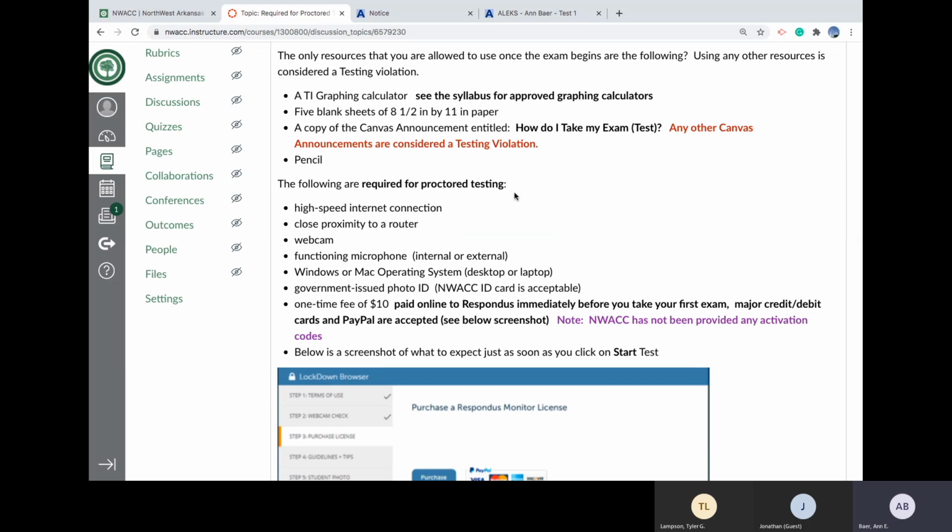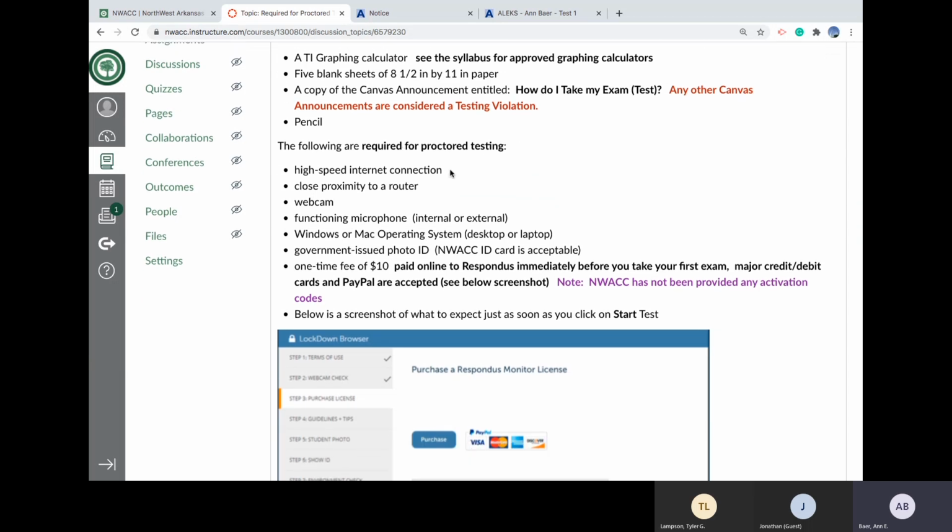The following are required for proctor testing: a high-speed internet connection, close proximity to a router. I almost thought that my printer was gone a few days ago. It's 10 years old. It wasn't. I kept trying, I unplugged it. I did all the standard stuff, and I'm like, oh no, what am I going to do? And then I moved closer to the router, went into the room with the router, and guess what? It worked. So it was just having trouble communicating, really. So it's important to be close to a router.